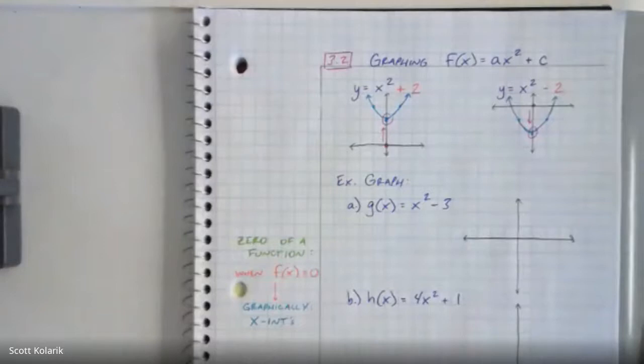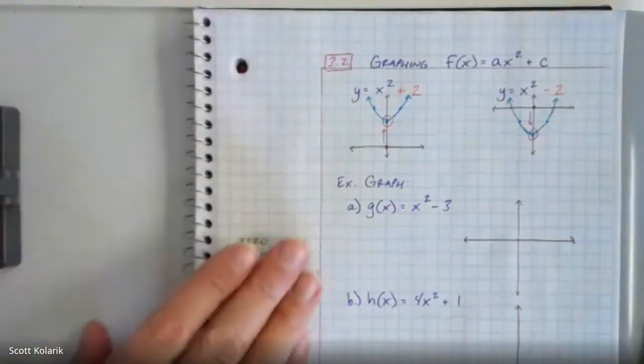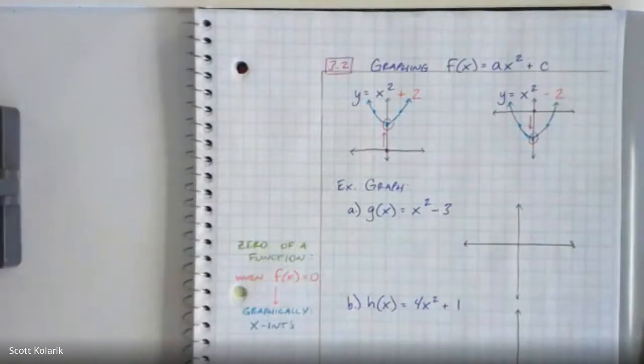Okay, section 2 of chapter 3, graphing f of x equals ax squared plus c. This is day 2 of section 2's lesson. Yesterday in our notes we covered these first 2 examples and basically just introduced this concept of an ax squared plus c type of quadratic.